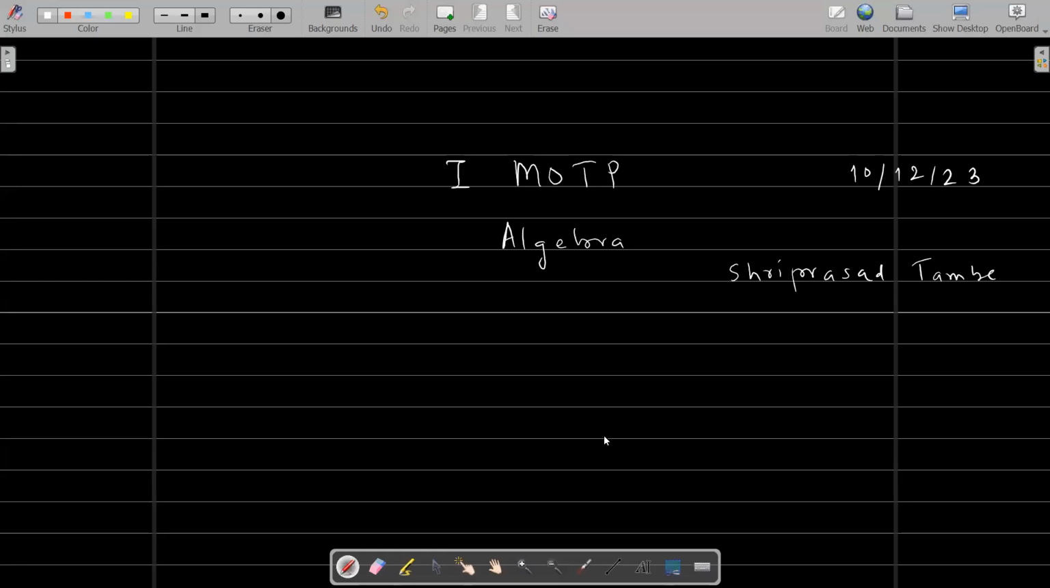Good evening, everyone. So this is the algebra session, and in the last session we did some identities. This time we will have some simple problems based on identities, not too difficult. Here is the first one.